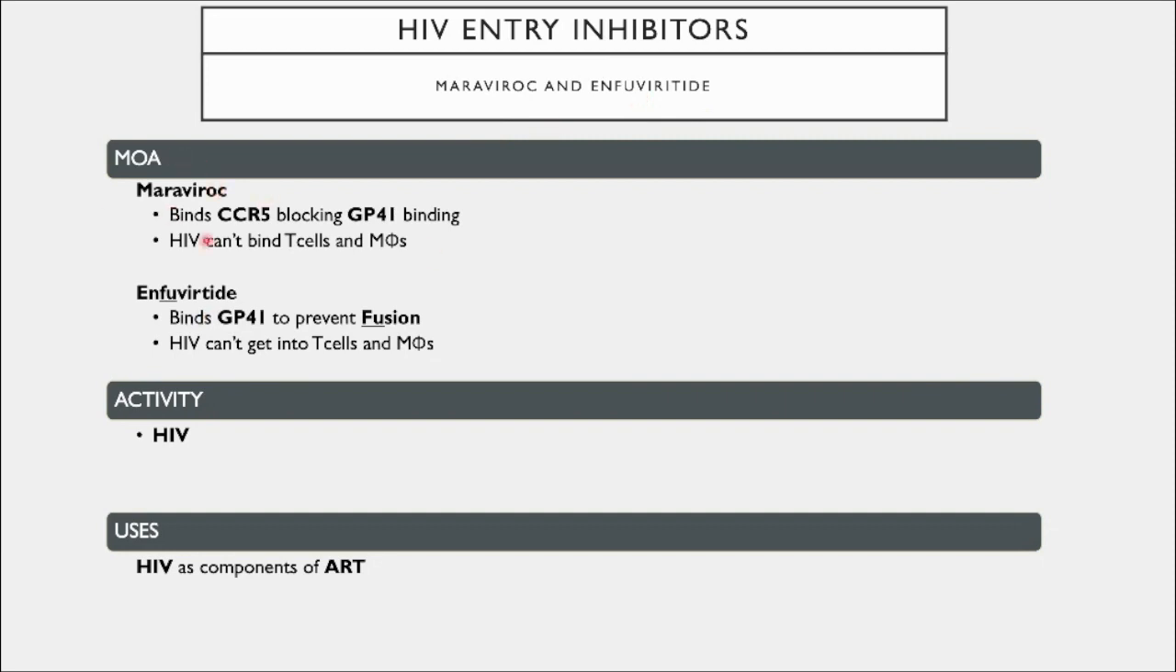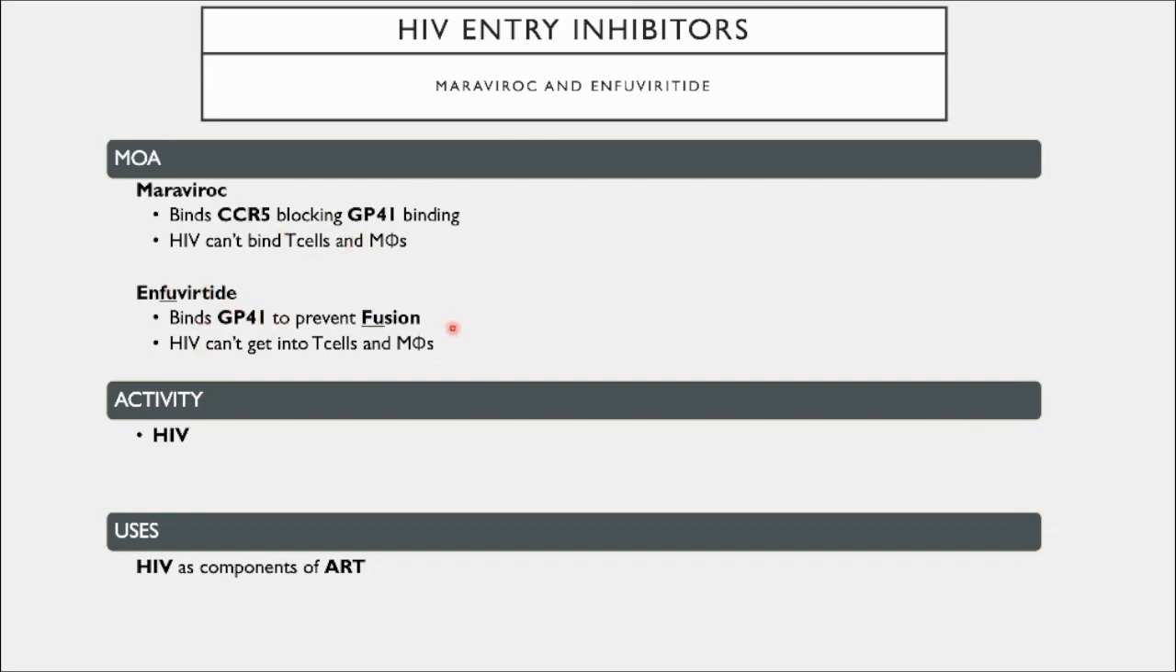So Maraviroc binds CCR5 and actually blocks the GP41 binding. We talked about GP120 binding CD4. GP41 is another binding protein that's associated with GP120 that has to bind CCR5 to finish the binding process. So Maraviroc prevents the ultimate binding so the cells can't infect your T cells.